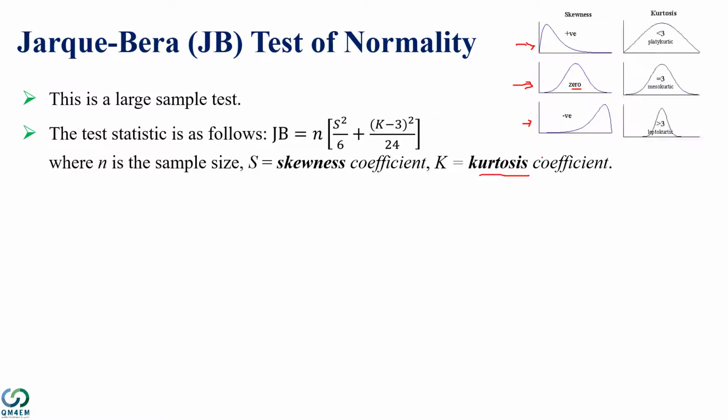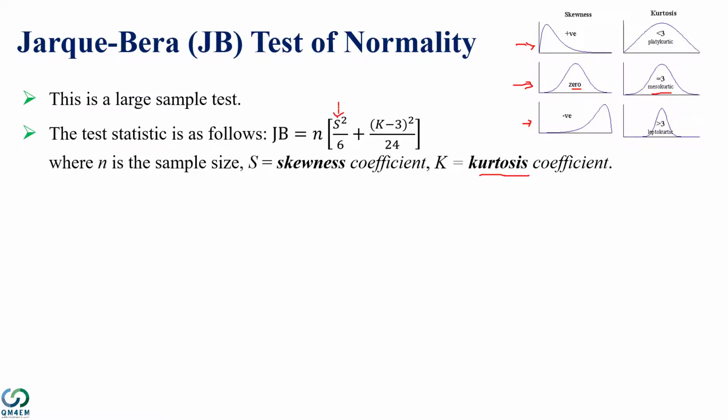So it's like the spread and the peakedness. Kurtosis is measured through the kurtosis coefficient, and its value is equal to 3 for a normal distribution, and it is called mesokurtic. If the kurtosis coefficient value is greater than 3, it's called leptokurtic, and if its value is less than 3, it's called platykurtic.